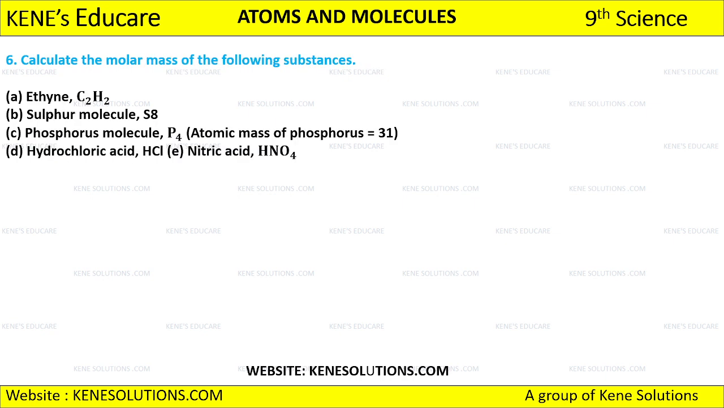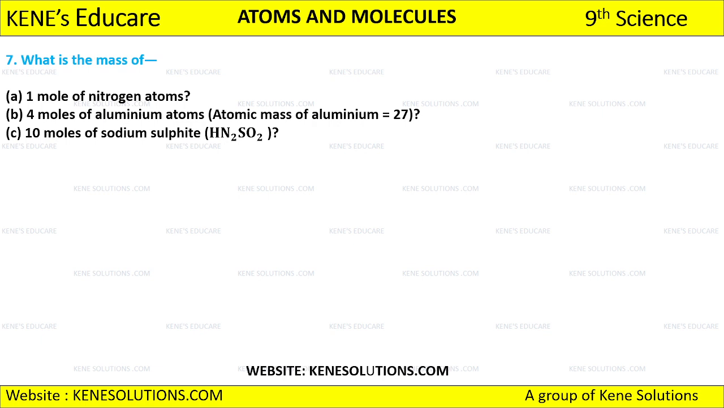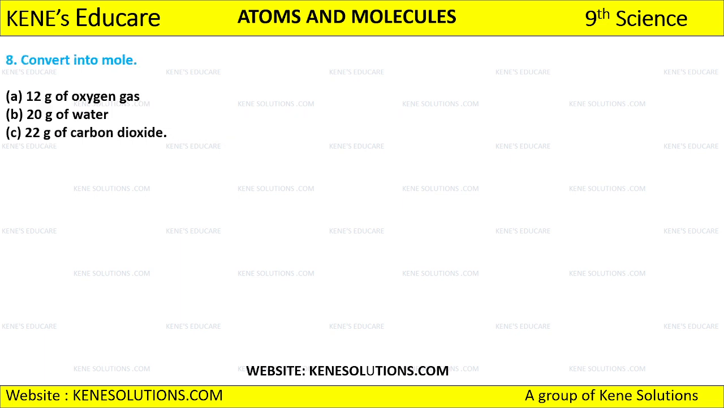Then we will be discussing the molecular mass of the following substances. It includes ethyne, sulfur molecule, phosphorus molecule, and hydrochloric acid. And then we have the seventh question for which you need to write the answer. So I just want you all to please go through it as well once. Here we have some numericals where we need to convert into moles: 12 grams of oxygen gas, 20 grams of water, 22 grams of carbon dioxide.